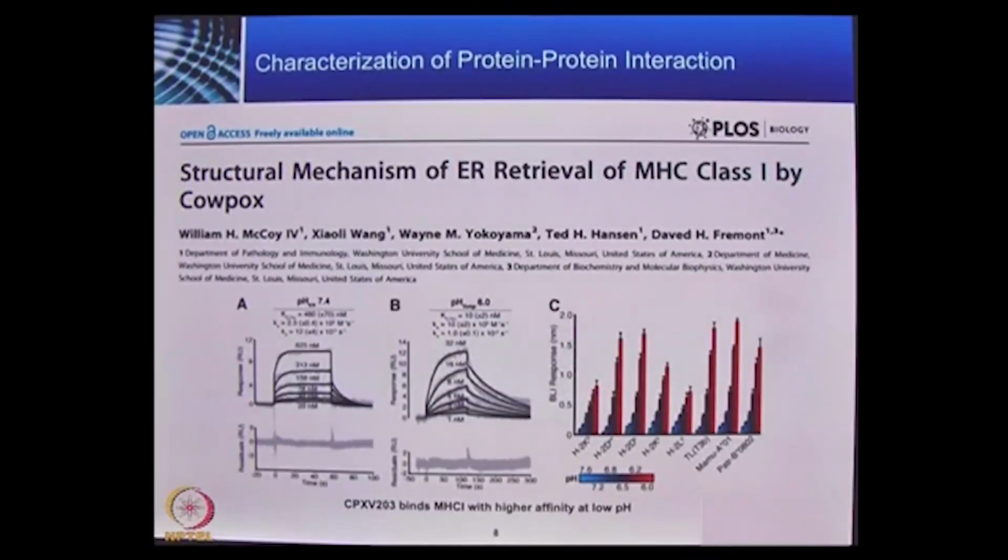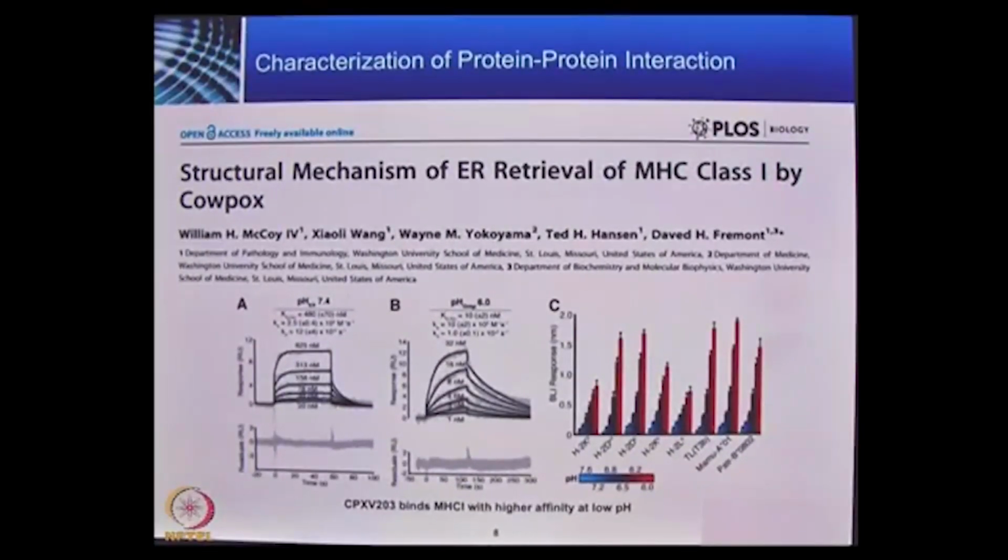Now let's look at one of the publications which used BioLayer Interferometry to analyze the binding between two proteins. In this particular research, they are studying the binding of MHC class 1 with another protein called CPXY203. So in this particular study, the researchers performed a very stringent analysis of the interaction between the two molecules. They firstly used the SPR technology, which is another technology used to analyze biomolecule interactions. Then they got the KD value.